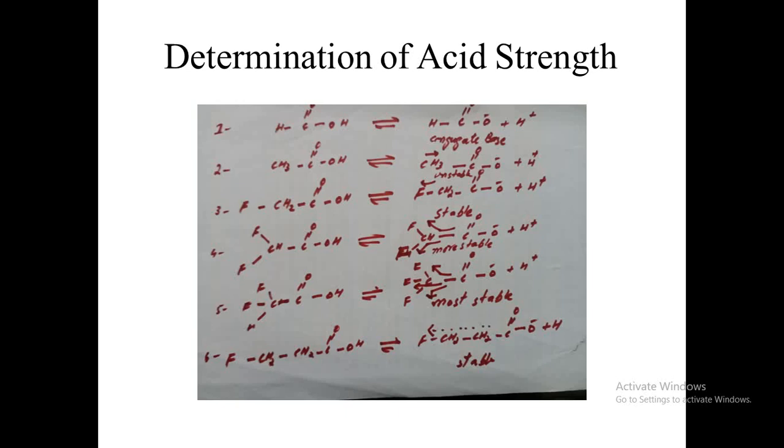So very clear discussion has been given at the bottom of each equation, whether a conjugate base is unstable, whether it is stable, more stable, or most stable. The sixth example is just to show you that the inductive effect decreases with distance.